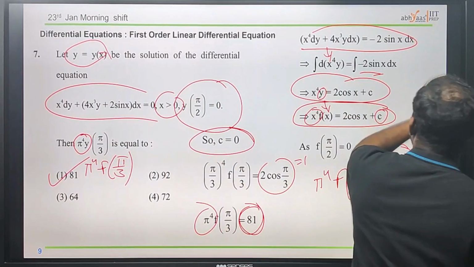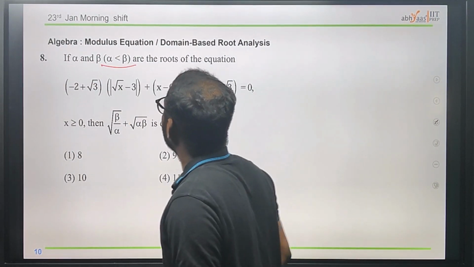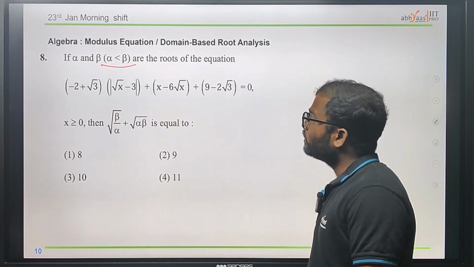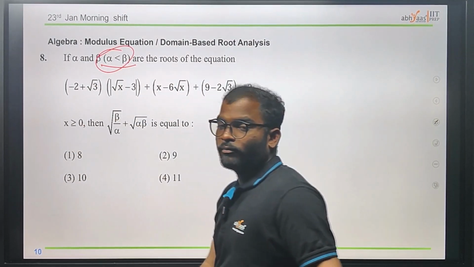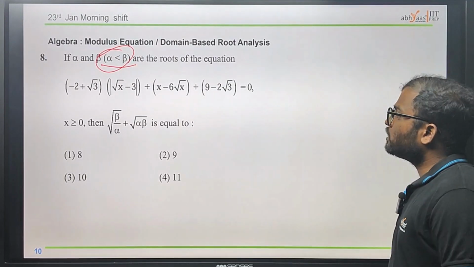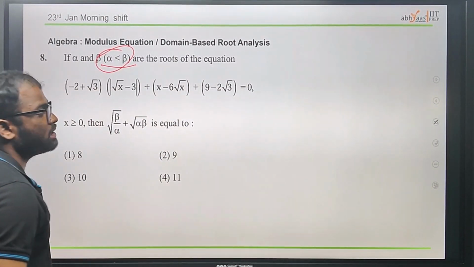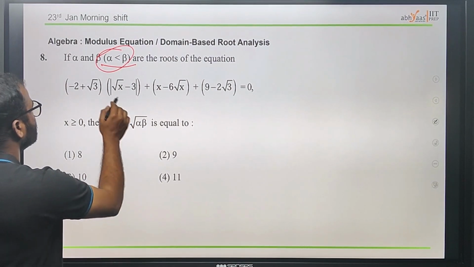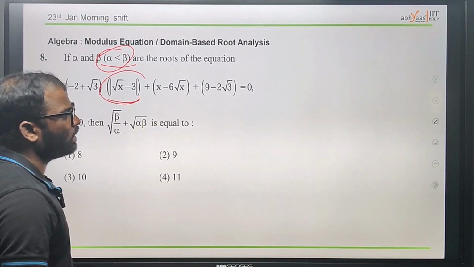Now coming to the next question. If alpha and beta are the roots of the equation, and alpha is less than beta, you have to see this one. We need to check that by using the domain and root analysis, and we can easily solve this. See here, they have given a mod here as well, so here itself we have to look into it.